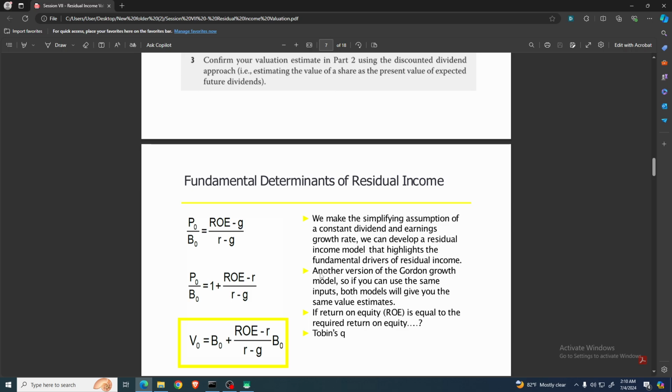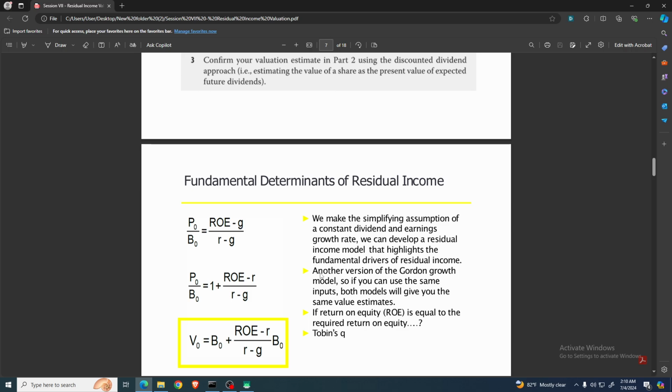So here you are given the equation of P0 divided by B0 equals (ROE minus g) divided by (r minus g). If we were to interpret these figures, P0 would be the current market price of the stock. B0 is the book value per share at the initial time, that means when t equals 0. Then you have ROE, that is obviously return on equity. Then you have g, that would be the growth rate of dividends and earnings. And finally, you have r, the required rate of return on equity.